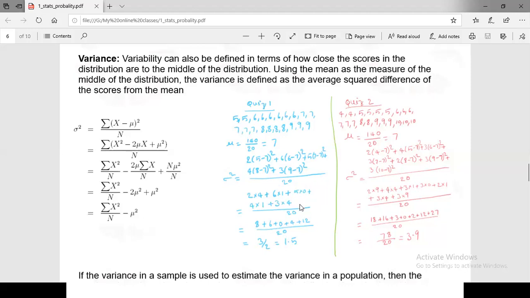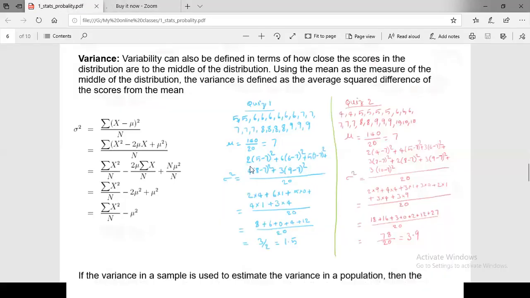After doing those calculations, you will get 3 by 2. The variance of quiz 1 is 1.5. When it comes to quiz 2, we apply the same formula, 78 by 20, and you will get 3.9. Now see that in terms of numbers and formula also, if you do the calculations, quiz 2 has more variance than quiz 1.